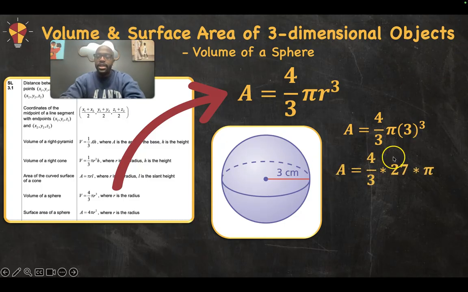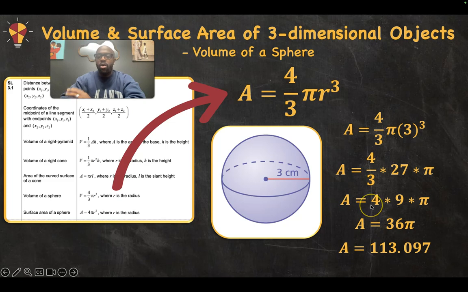And then now, once again, you multiply by the numerator, divide by the denominator. But you can go the other direction. 27 divided by 3 is 9. 9 times 4 is 36, so 36 pi. All right? Or 113.097 at the decimal.